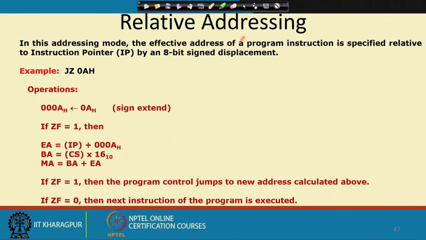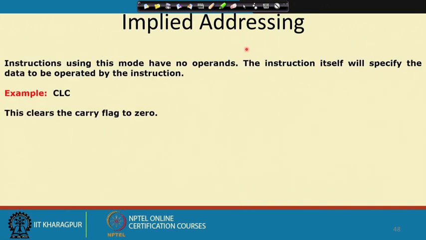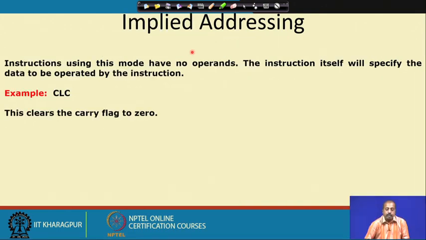Next we will look into another addressing mode, which is implied addressing. Some of the instructions do not need operands; the instruction itself specifies the data on which to operate, say CLC. This will clear the carry flag to 0. No operand is needed, or say HLT, or say NOP. These are instructions where operands are not required, and that is the implied addressing mode.